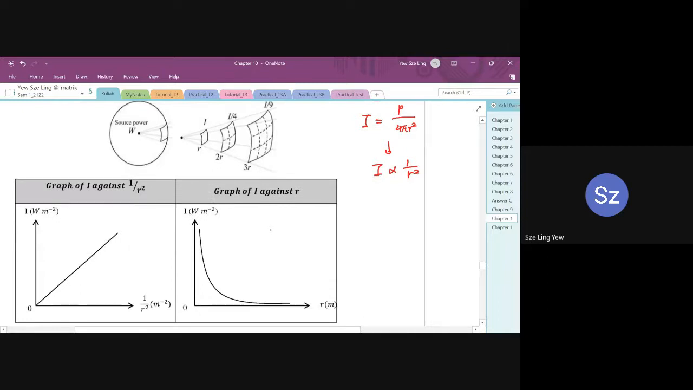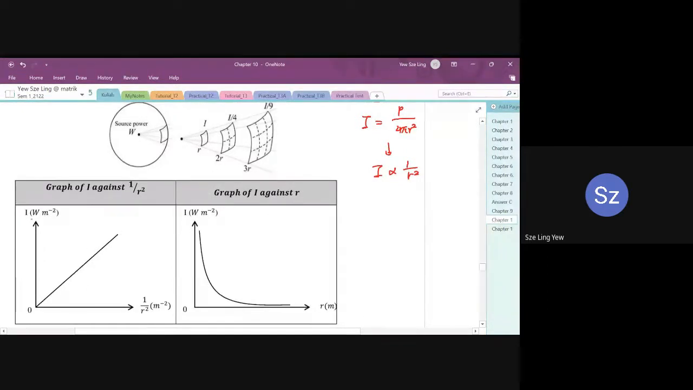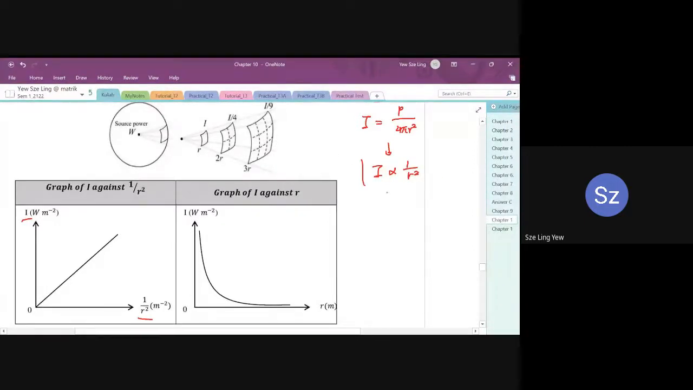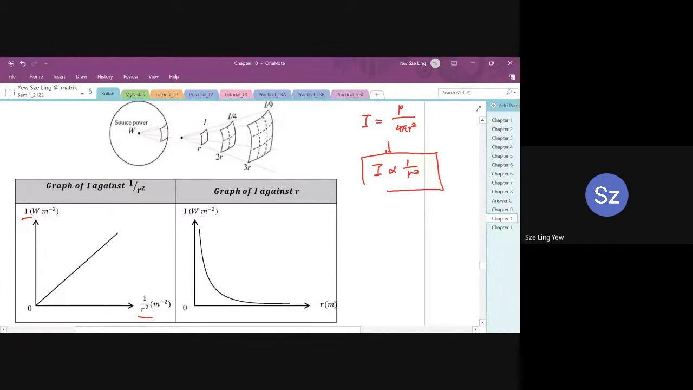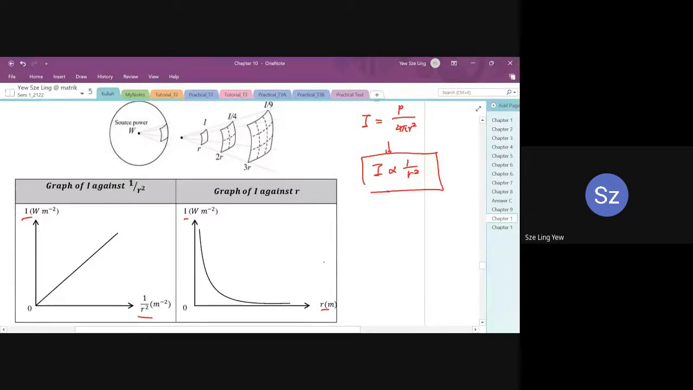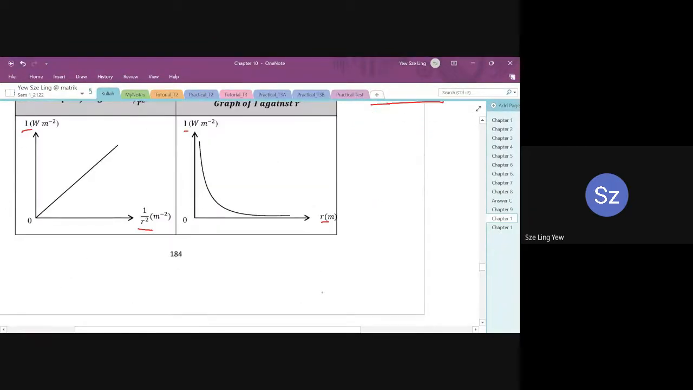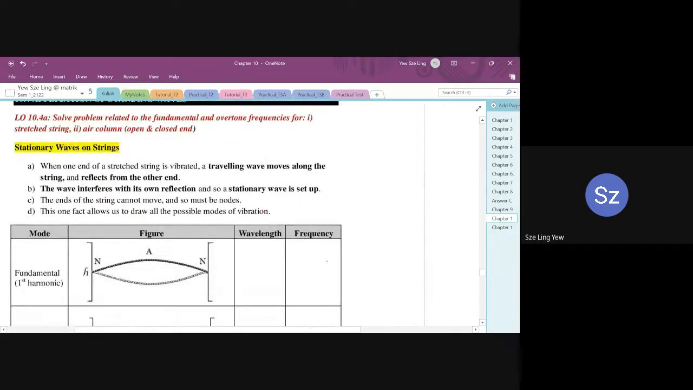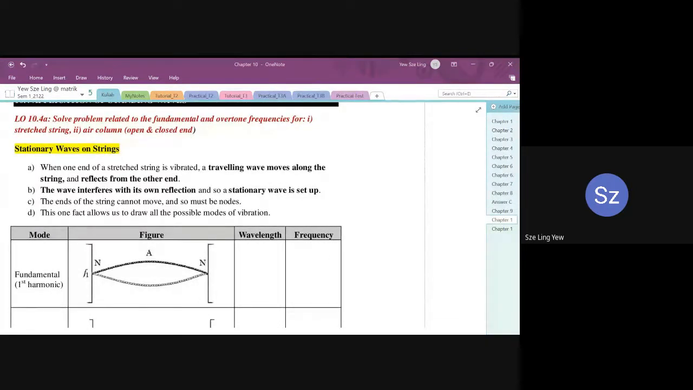Again, we are going to plot a graph. If you plot a graph of I against 1 over r squared, because the relationship is proportional, you obtain a straight line. But if you just sketch I against r, then you get a curved graph here. The graph, you sketch it based on the relationship. So we are done with 10.3. 10.3 just tells you what sound intensity is and what things affect sound intensity.